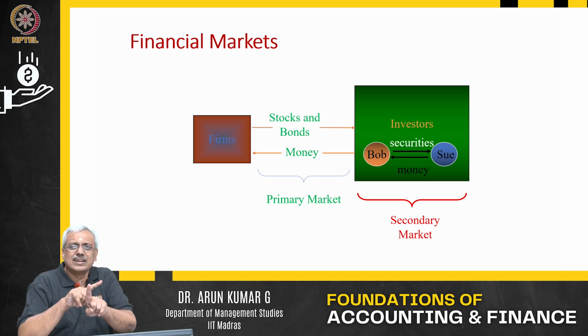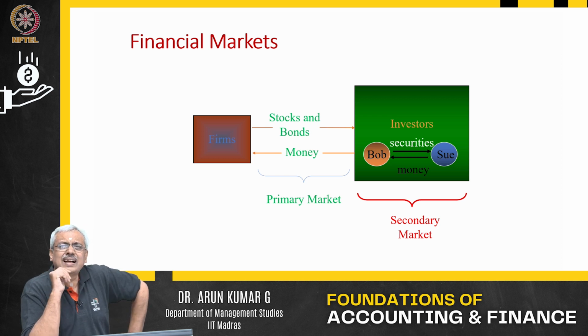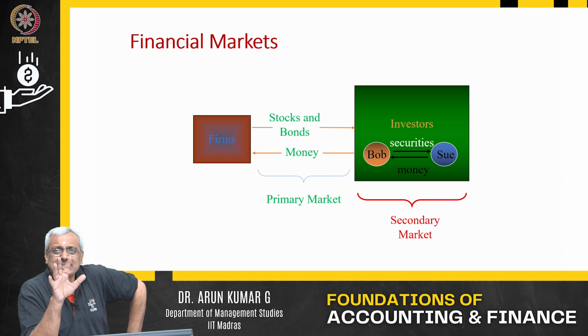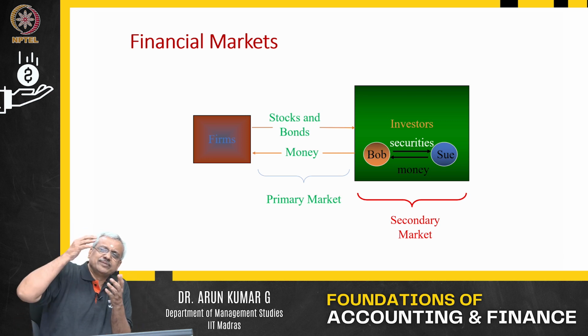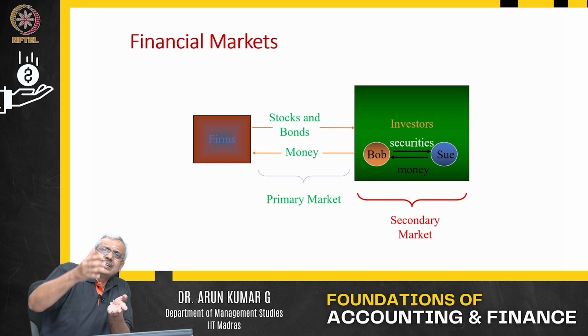These transactions happen between investors through what is called the secondary market, which in India is the NSE, BSE, etc. I can sell as an investor on the exchange, and you can buy it on the exchange. That is why I put two names there: Bob sells it, Sue buys it. Instead of Bob, it can be any name. So the key is that firms raise money through the financial markets.